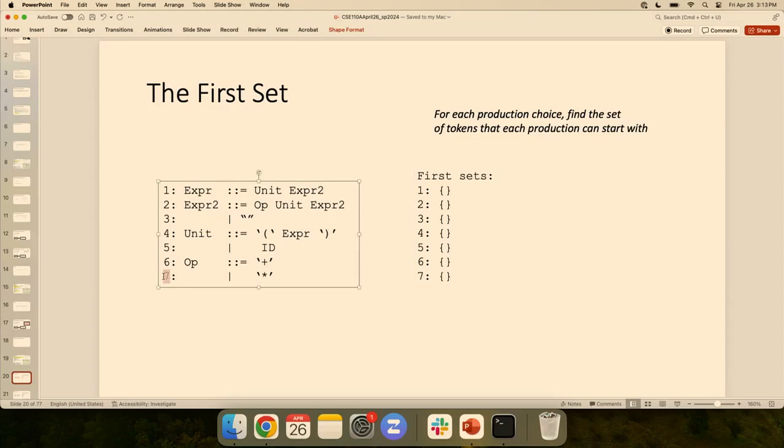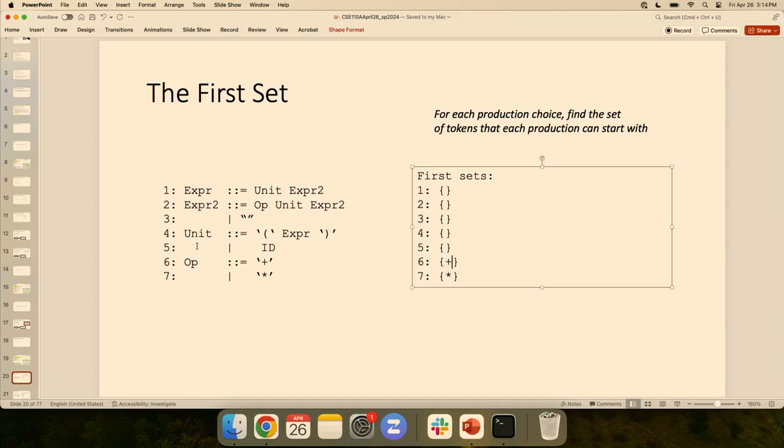So if you are going to pick rule number 7, the token that you better be matching next is a multiplication, because that's the first thing you're going to see. In fact, in this case, it's the only thing you're allowed to see. So you're going to have a multiplication there. If you pick rule number 6, the first thing that you want to match next had better be a plus. And in fact, that's the only thing you can match there.